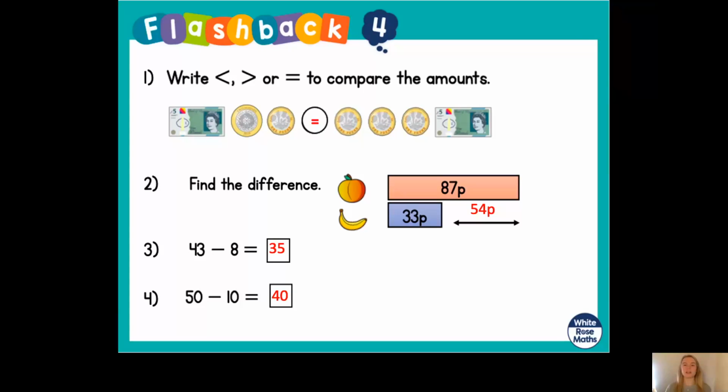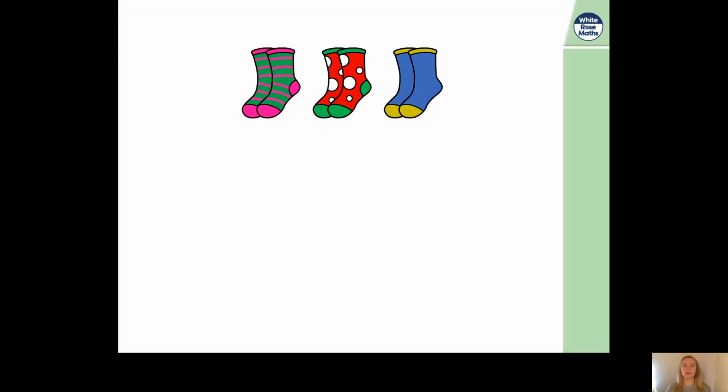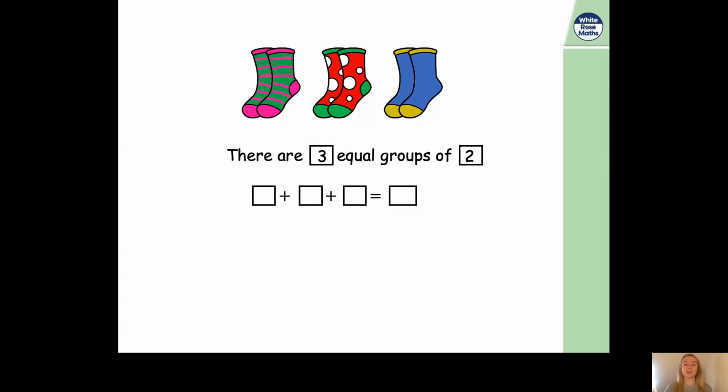Let's move on to today's learning. So here we have some socks, some groups of socks. How many groups do we have? Let's count. We have one, two, three. We have three groups of socks. And how many are in each group? Well, there's two in the first group, and because they're equal groups, we then know that there'll be two in each group. So there are three equal groups of two.